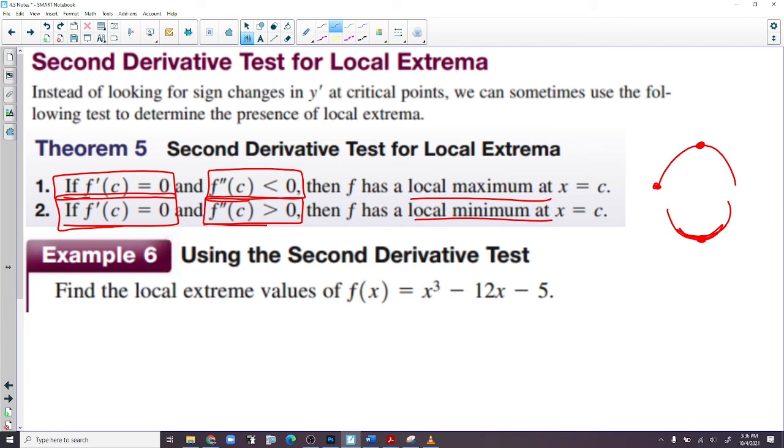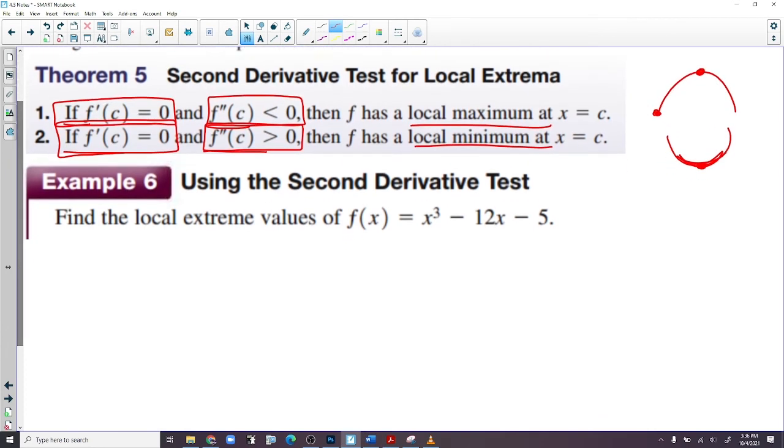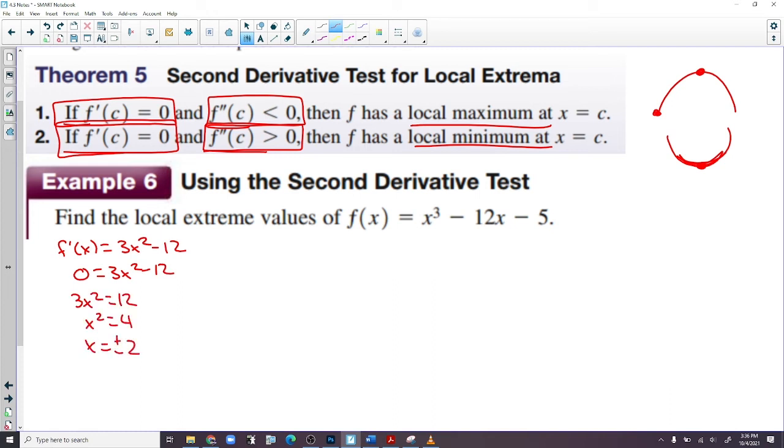Using the second derivative test, find the local extreme values of that function. We'll go f prime of x is 3x squared minus 12. We'll set that equal to 0. So 3x squared is equal to 12. x squared is 4, so plus or minus 2. Now instead of putting those on a number line and deciding that f prime changes from positive to negative or negative to positive, we'll do the second derivative, which is 6x.